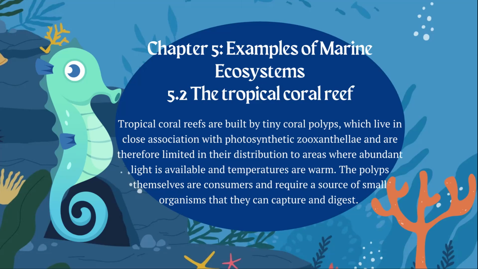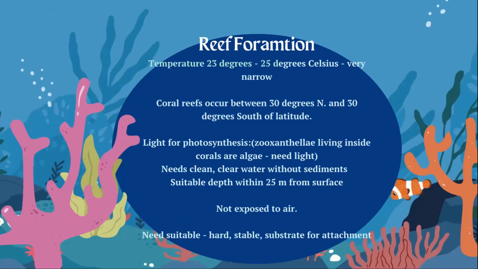So the polyps themselves are actually consumers and they require some source of nutrients. They can either gain some of their nutrients from the zooxanthellae or they can capture their own small fish or small organisms and digest them.